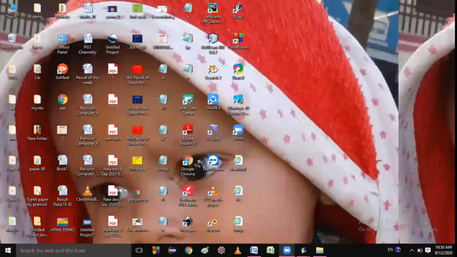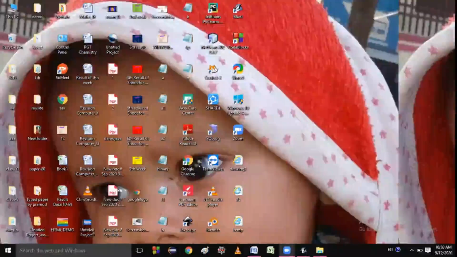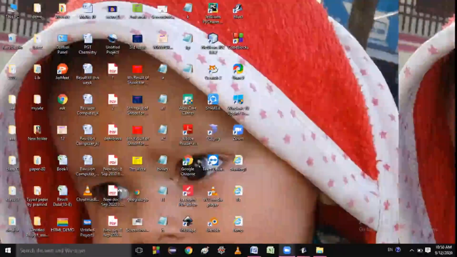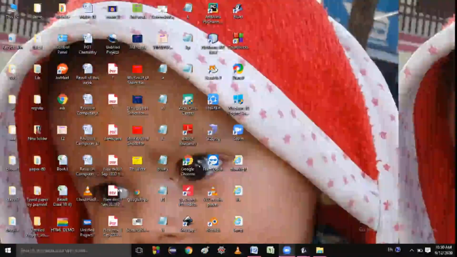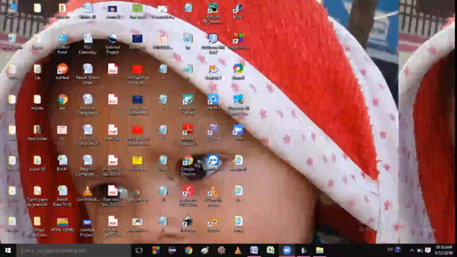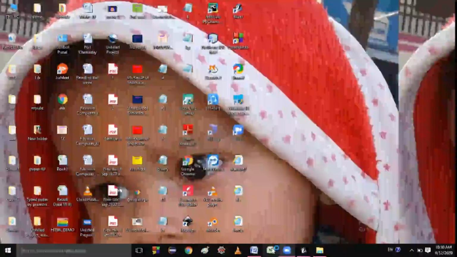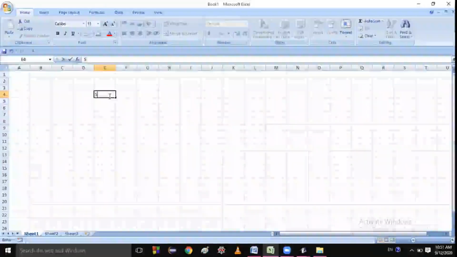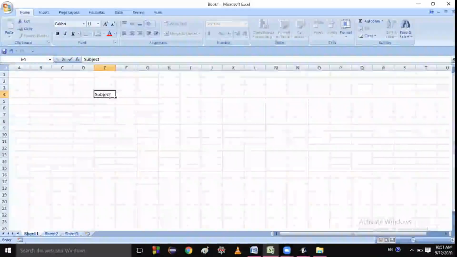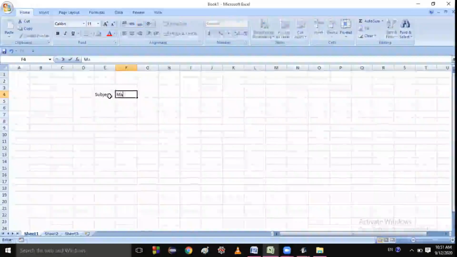So students, as I was discussing with you the charts in Excel, I have discussed the two types of chart right now. The first one, bar chart, I explained, column chart explained, and one more chart I explained, line chart. So let me write some data and make some more charts for you. Suppose I'm making the subjects, writing the subject name and marks.